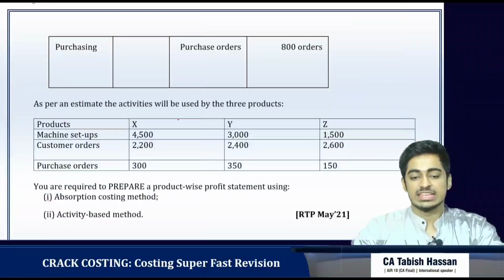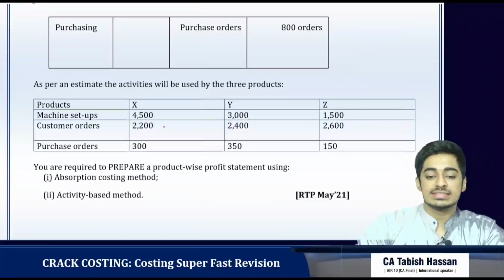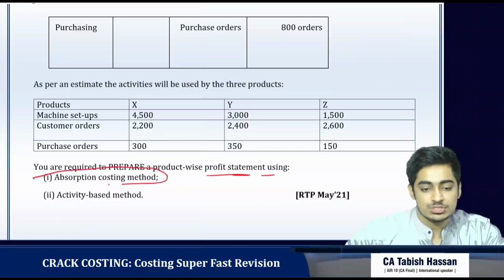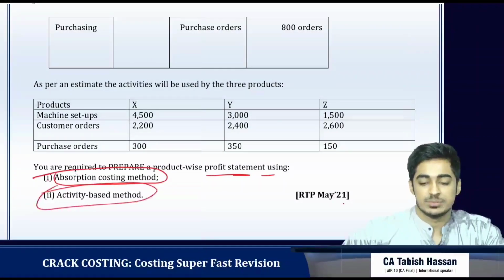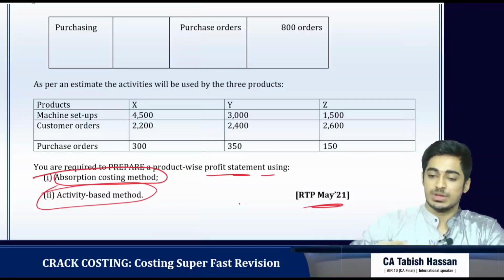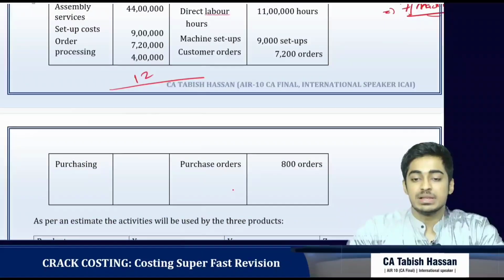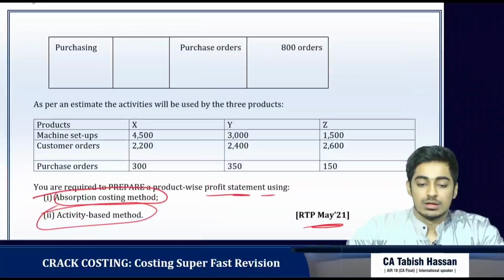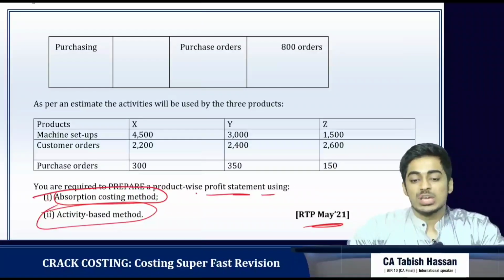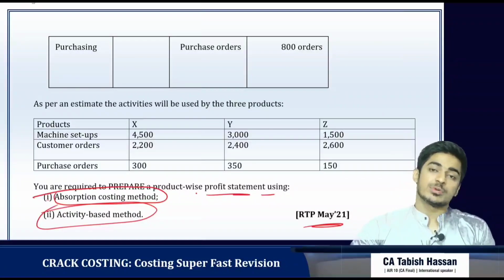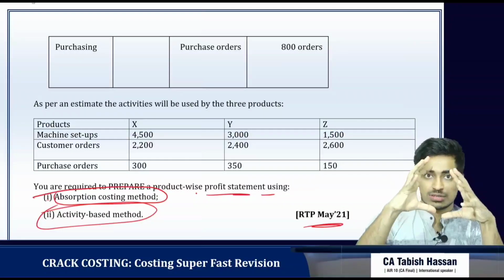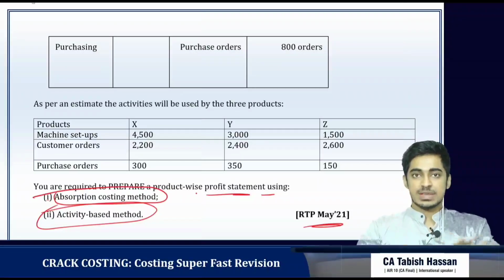And they've given estimate of activities also. They're asking the product wise profit statement using absorption costing method and activity based costing method. This is the question of RTP May 21. So it's simple. So what do we want? The product wise profit statement. So how do we get the profit statement? So first we get the total cost, then we compare it with the selling price, we get the profit.